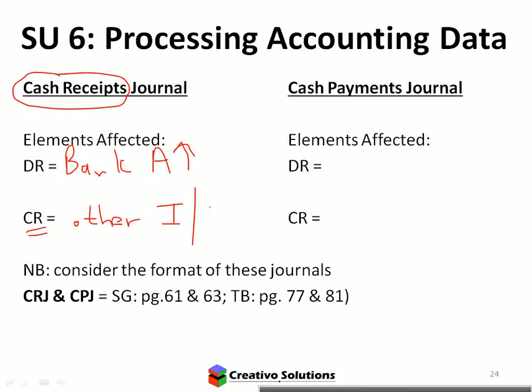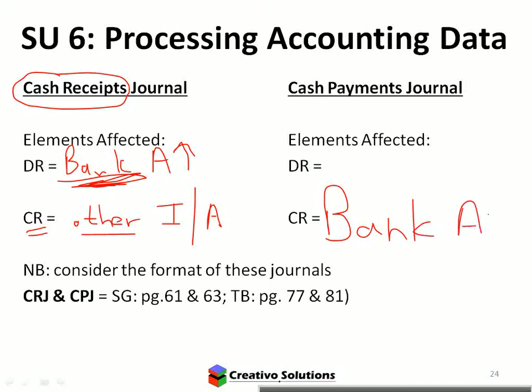Or, if it was income, debit bank, credit sales. If it was income, yes. Okay, an asset. Right. So there could be other. Just other. Leave it open. Okay. The main one is that one. That's the one that's more important. Payment, same thing here. That's the more important one.